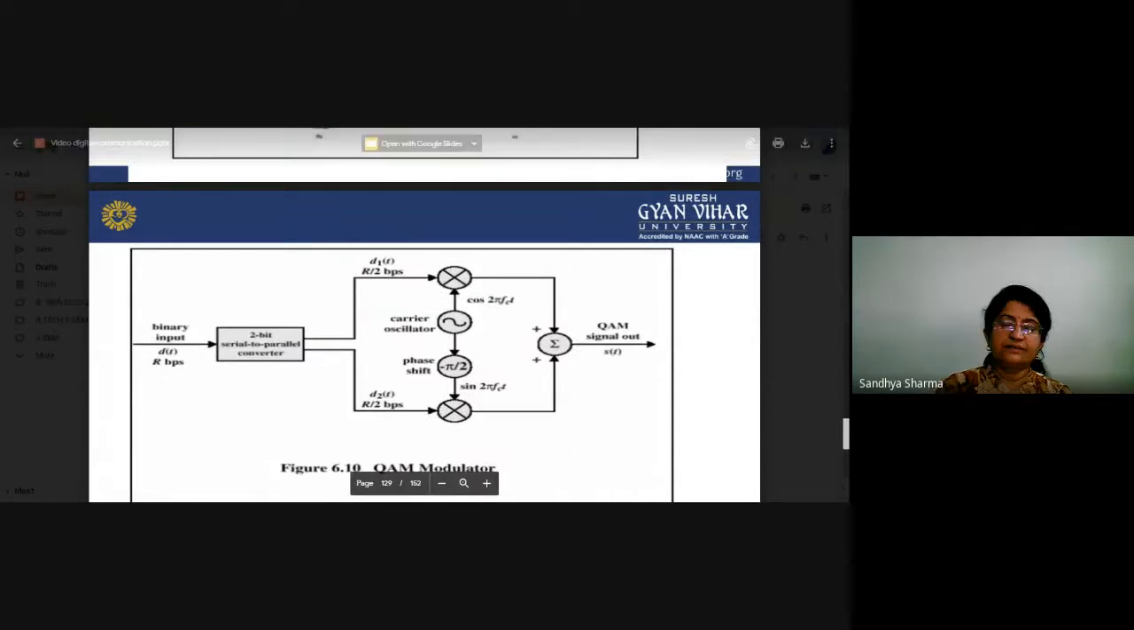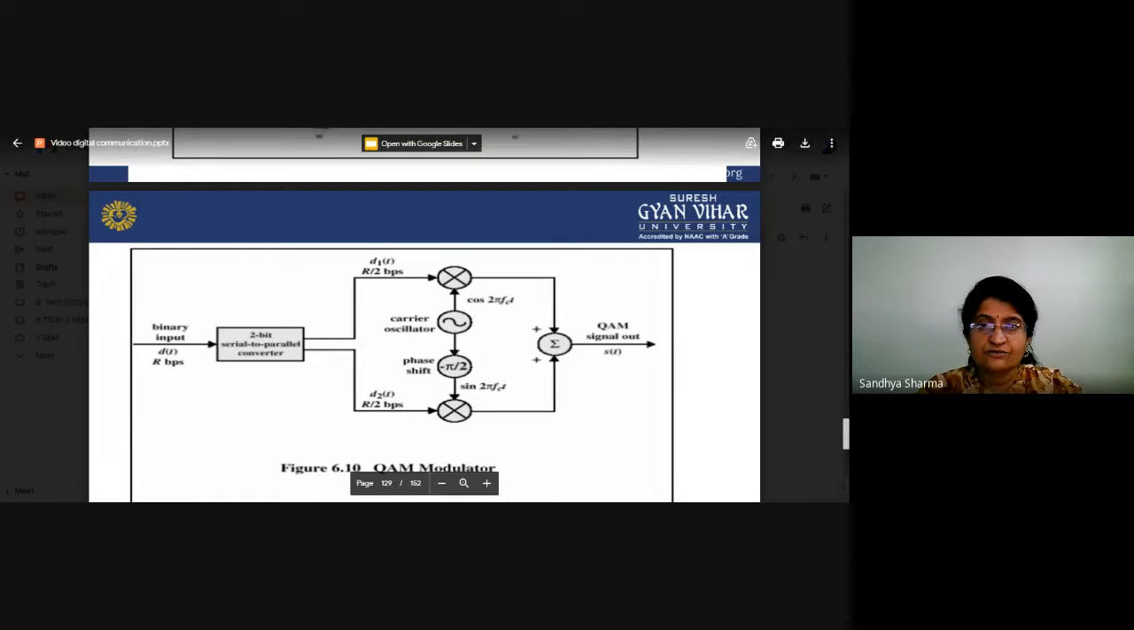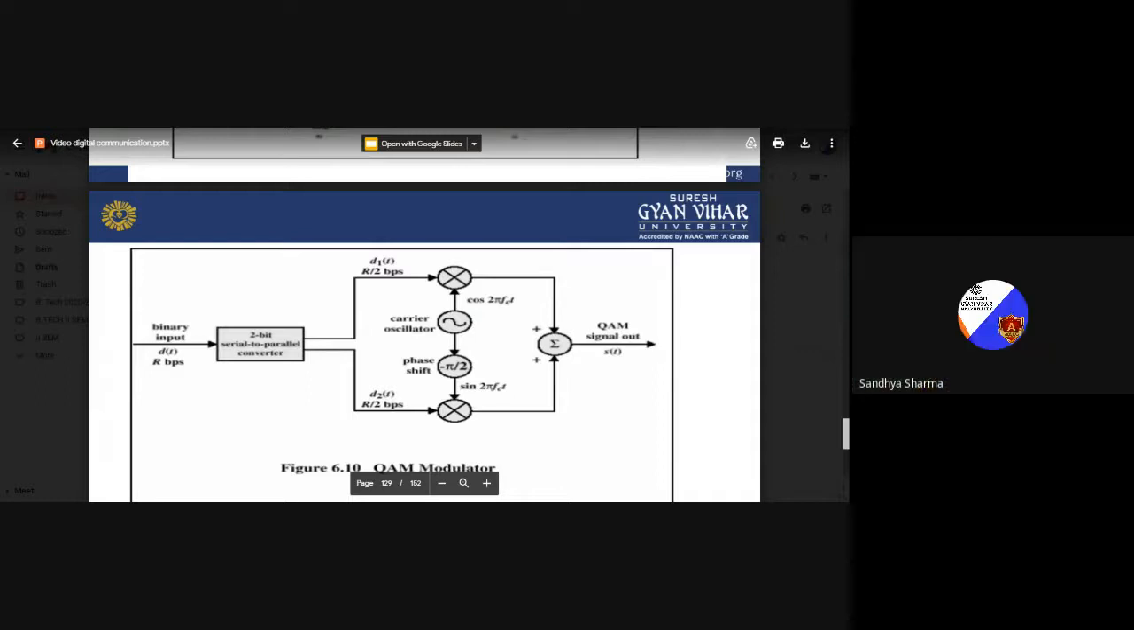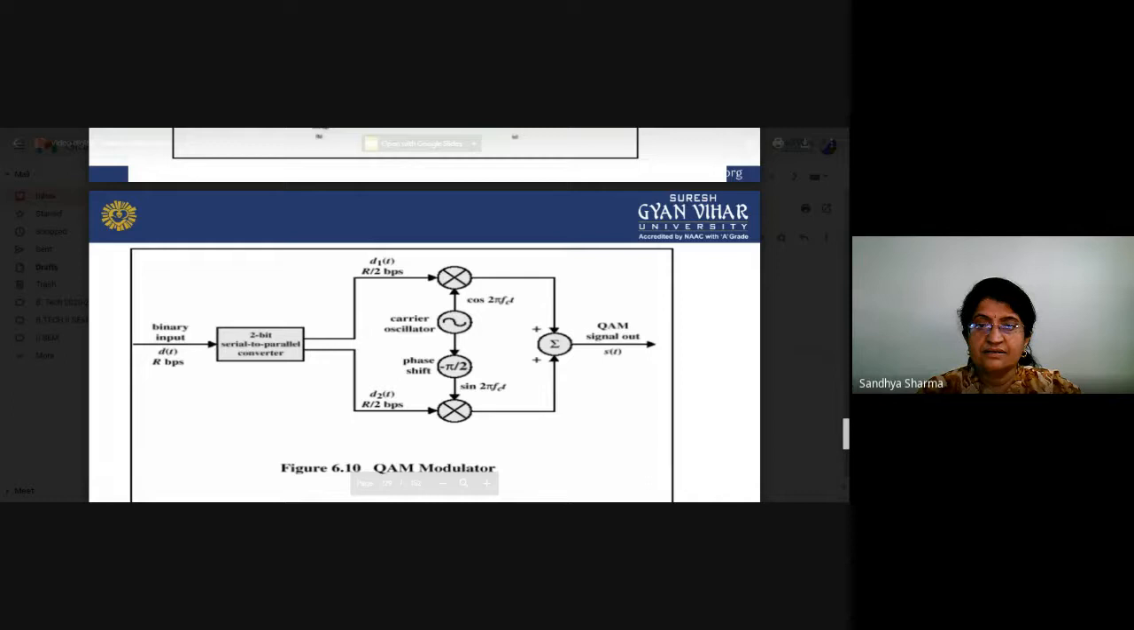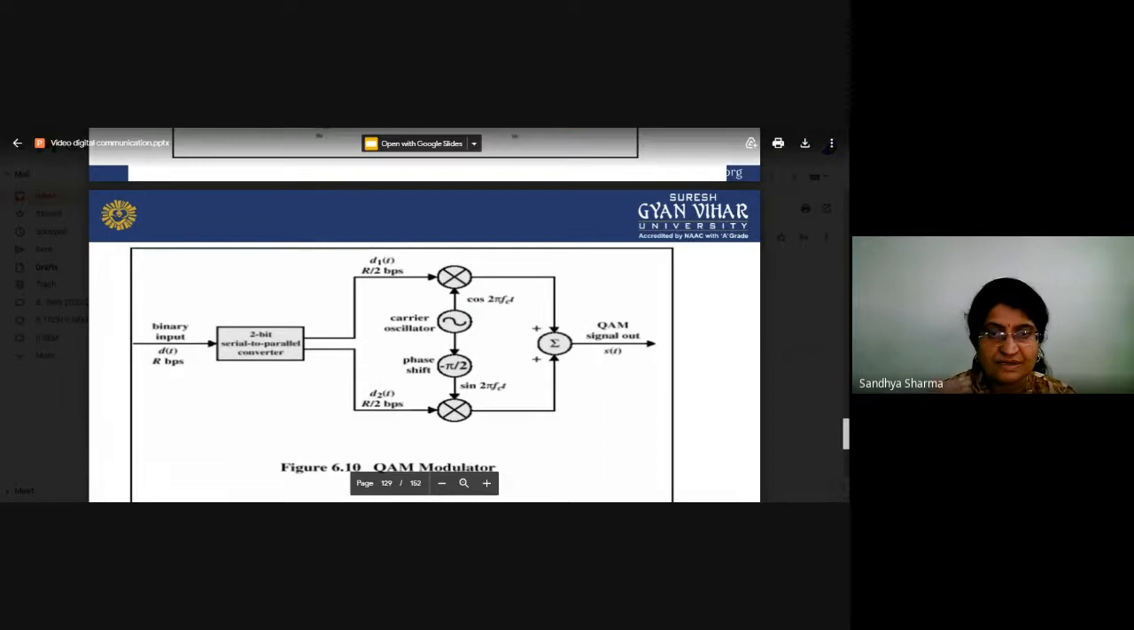This is a QAM modulator. You also have to know how you can modulate. There is binary data and a 2-bit serial-to-parallel encoder, and we give parallel bits from this to the product modulators, with oscillators and carrier signals. After processing in these two product modulators, we receive our outputs and they are processed further. We have to work on the QAM signals. So that is the basic difference between these two. That's the modulator part.